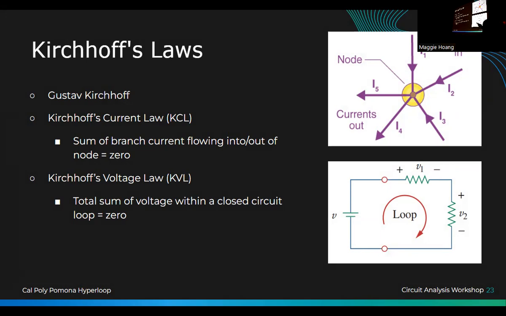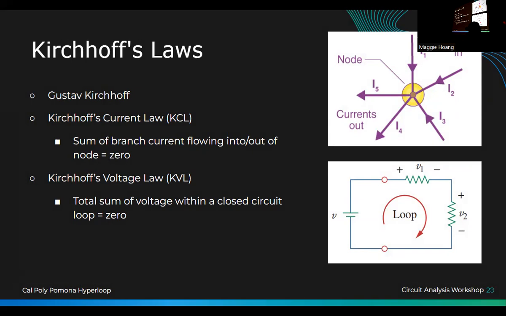The KCL one states that the sum of the current flowing into or out of the node is equal to 0, right? Or another way to think of it is whatever goes into the node equals whatever goes out of the node, right?